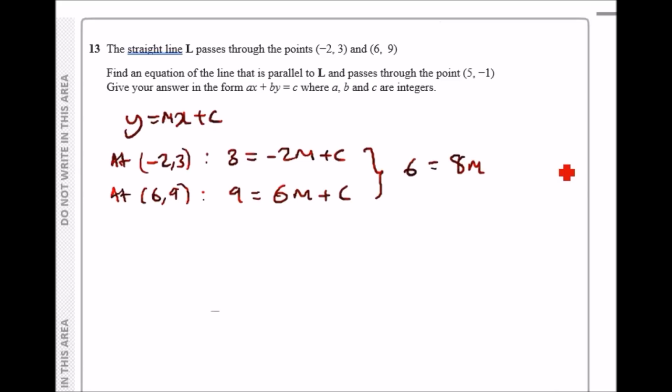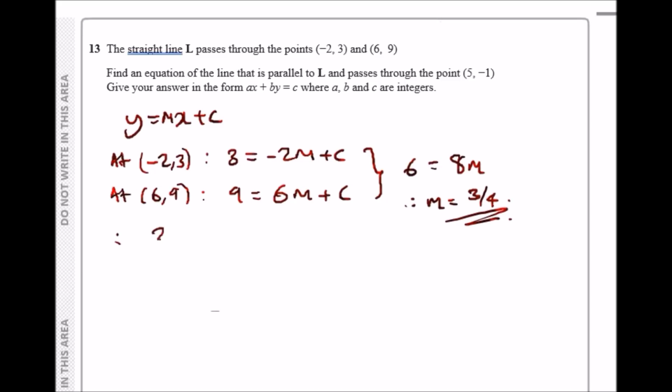And that's it. So now solving this equation, finding the value of m, dividing by 8. So 6 divided by 8 gives us 3/4. So we can say that the gradient is 3/4. So we found the m part. Remember, for y = mx + c, we need to find the gradient m and c, the y-intercept. So now all we do is plug this into either of these two equations to find the value of c. Let's plug into, let's say, the first equation.